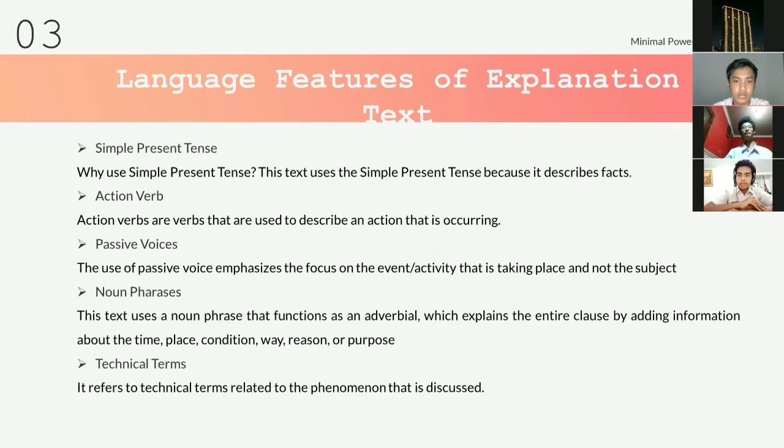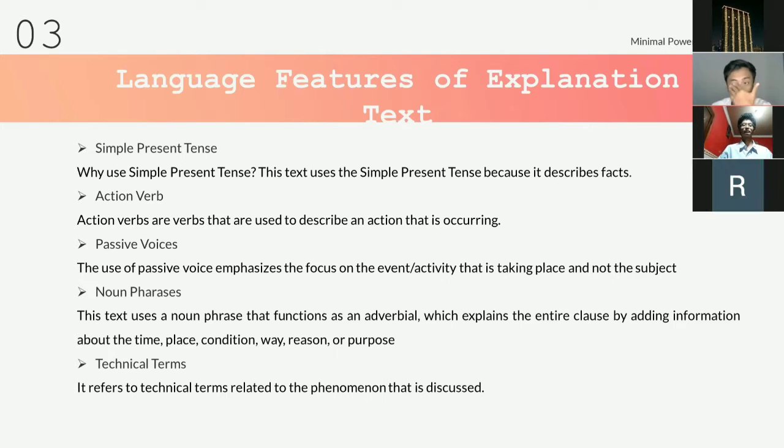Next. Today we'll talk about 5 language features of explanation text. Actually, there are a lot of different language features, but these 5 usually occur in every explanation text. Okay, the first one is simple present tense. Why do we use simple present tense in explanation text? Because the simple present tense describes a fact.